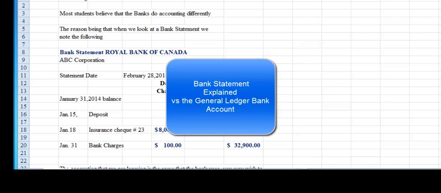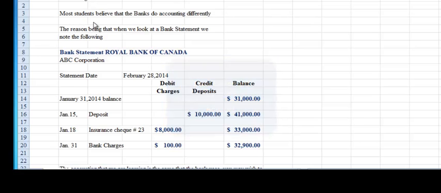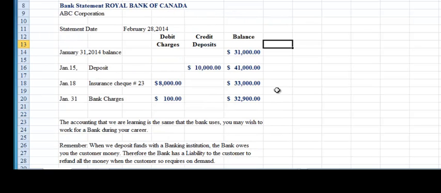In this video, we will demonstrate accounting for a bank. The reason why I have this video is because most students believe that the banks do accounting differently. Whenever they look at a bank statement, here for example, I have the Royal Bank of Canada statement, they will note that deposits are credit balances, and they will note that any checks or bank charges are on the debit side.